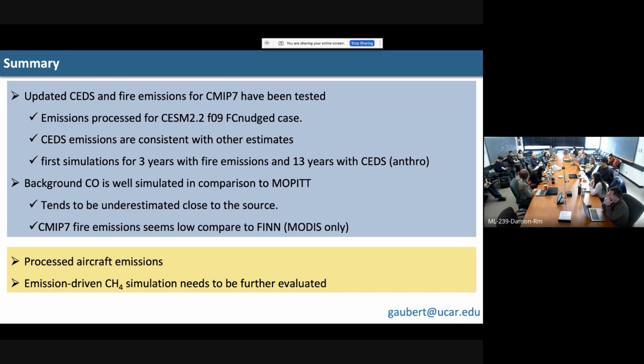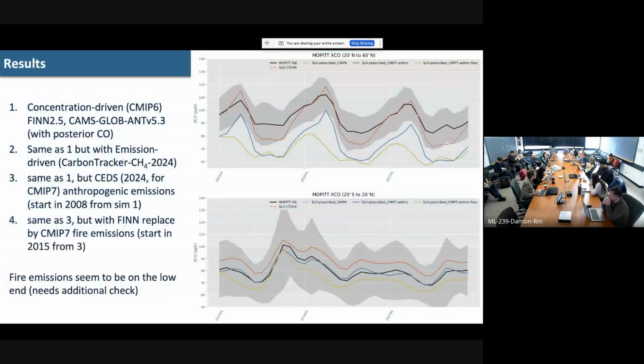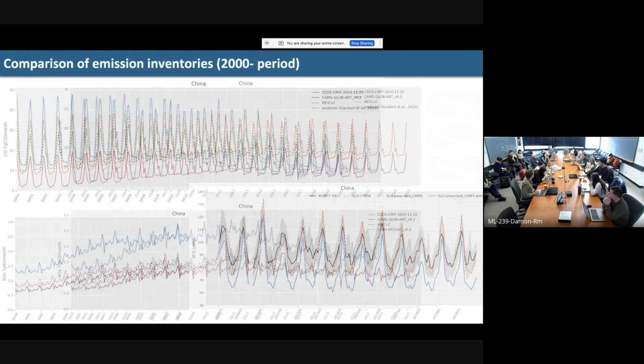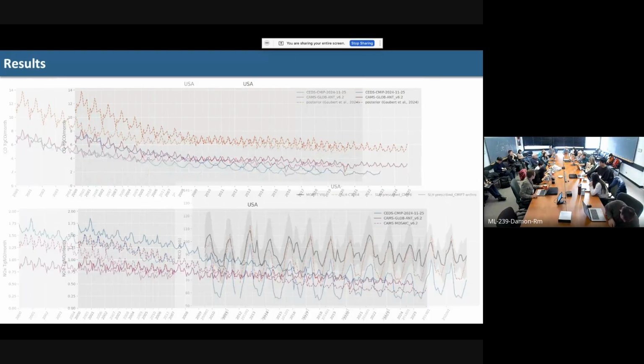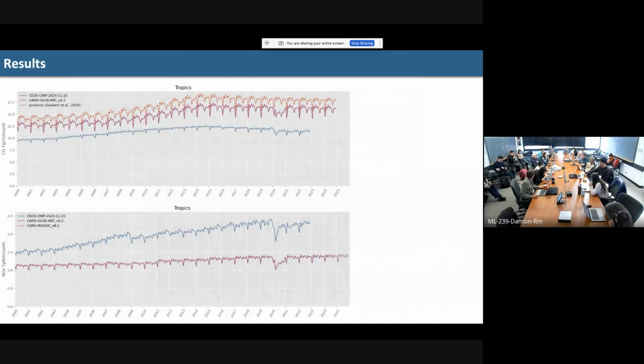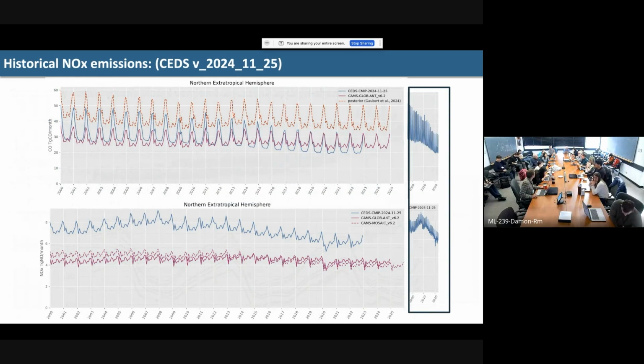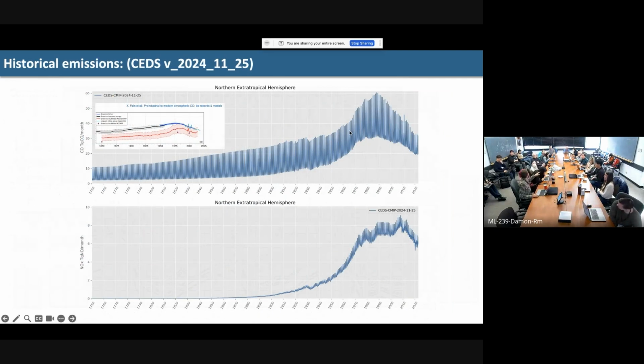Very quick question: when will the CMIP7 industrial emissions be available? I mean, are they in a format that we can run the model with right now? I probably haven't regridded them all, but they're here. You can discuss later. We're a bit behind. That's not 1750, yeah.